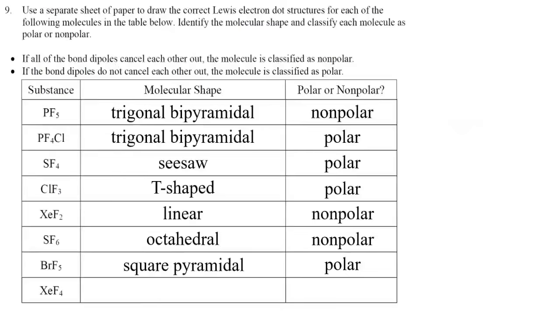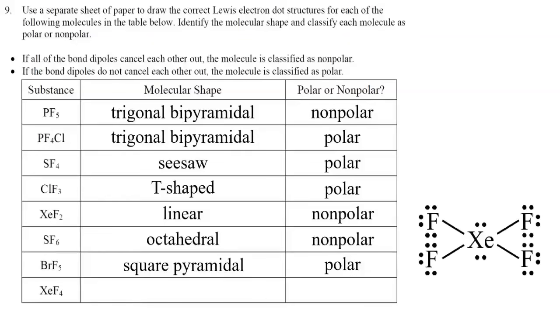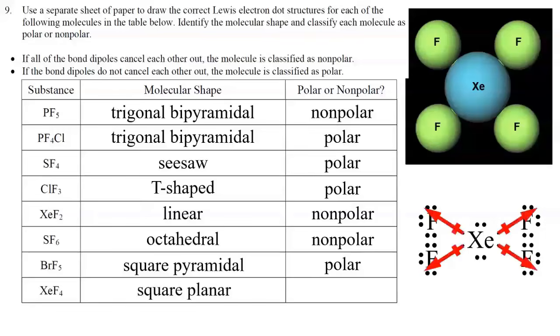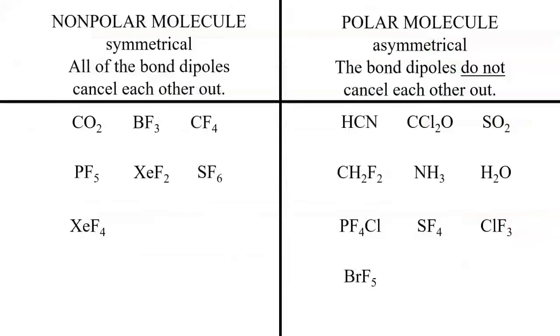Now, speaking of square planar, XeF4, xenon tetrafluoride, has 4 bonding domains and 2 non-bonding domains. The molecular shape is square planar, and as you can see, because all 4 of these bond dipoles lie in the same plane and have the same magnitude, they are arranged symmetrically, and they would cancel each other out. So we classify XeF4 as nonpolar because of symmetry. All the bond dipoles in that molecule cancel each other out.